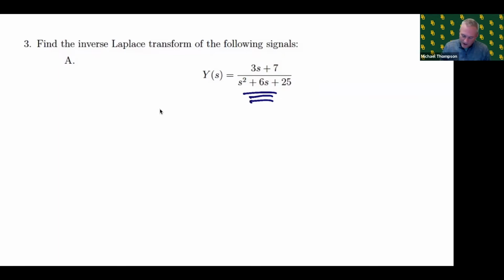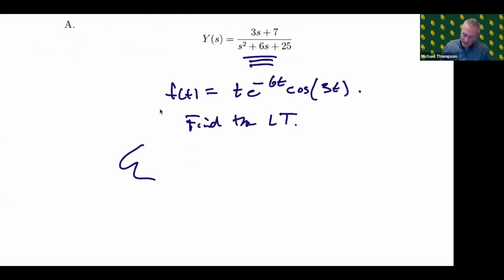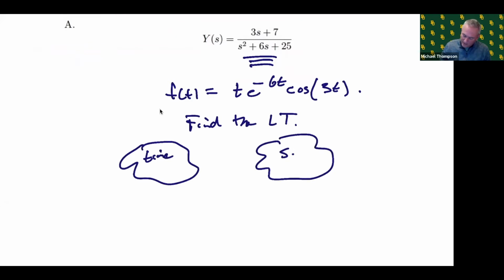I might have something like f(t) = t e^(-6t) cos(3t). Find the Laplace transform. Again, you could use MATLAB for that, and you just type that in and find the Laplace transform. What we're seeing here is this idea of going between the time domain and the s domain, and this type of question is supposed to illustrate that.